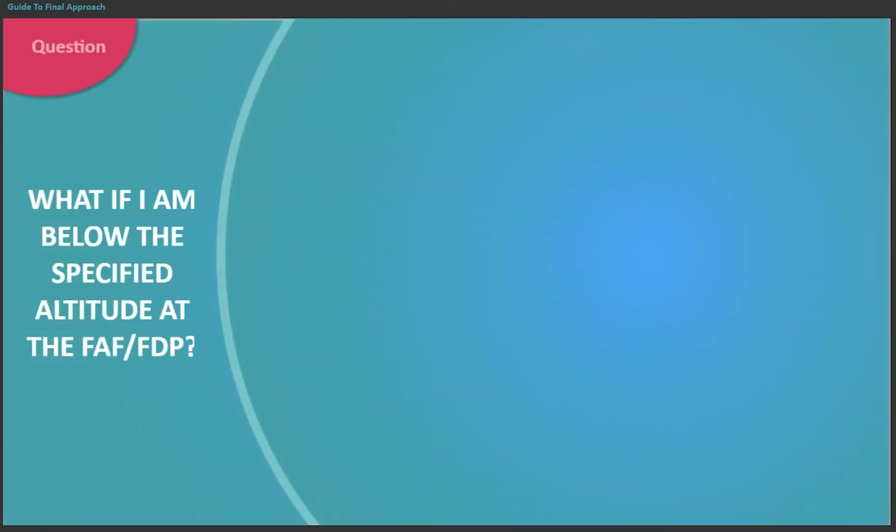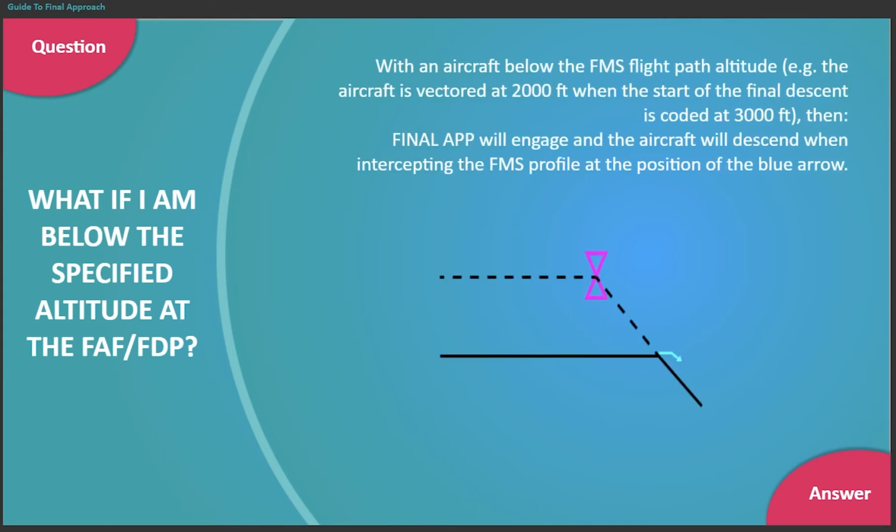What if I am below the specified altitude at the final approach fix or the final descent point? To answer this, with an aircraft below the FMS flight path altitude, for example the aircraft is vectored at 2,000 feet when the start of the final descent is coded at 3,000 feet, then final APP will engage and the aircraft will descend when intercepting the FMS profile at the position of the blue arrow.